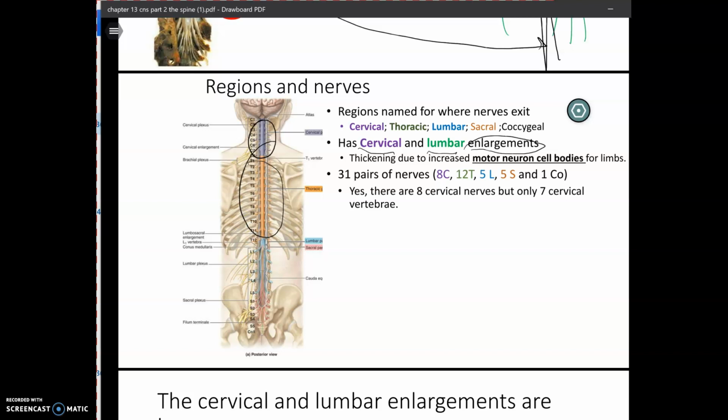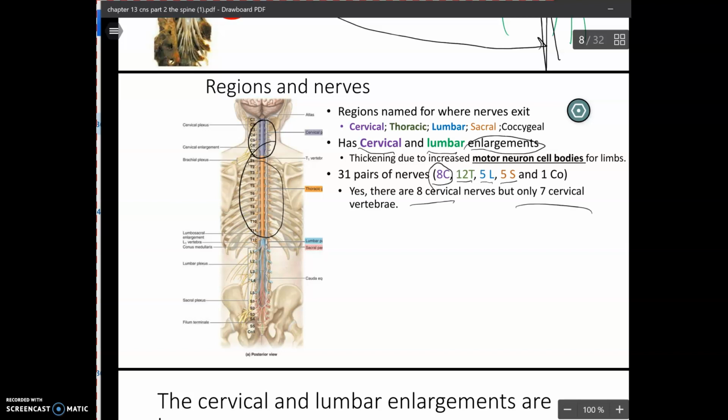Now there's 31 pairs. Wait a second, that math doesn't quite work because there's only 30 vertebrae there. Oh. Uh-oh, how the heck? There's 8 cervical? That's weird. But there's 12 thoracic vertebrae, 12 thoracic nerves. 5 lumbar nerves, 5 lumbar vertebrae. 5 sacral, 5 sacral vertebrae and nerves. And you only have one at coccyx 1. So yes, there really are 8 cervical nerves, but 7 cervical vertebrae.